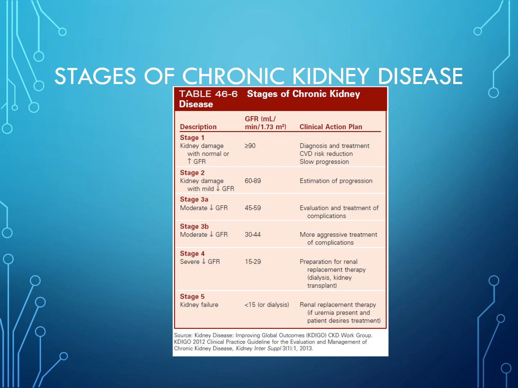There's stage 1, stage 2, stage 3A, stage 3B, stage 4, and stage 5. I will not speak on all of those, but you can look at that in your book. It is helpful to know the different stages of chronic kidney disease, as well as, with acute kidney injury, knowing the different causes and the phases of acute kidney injury.